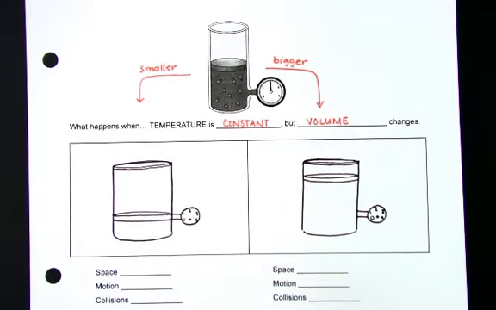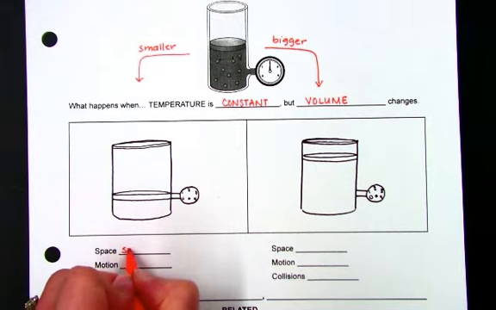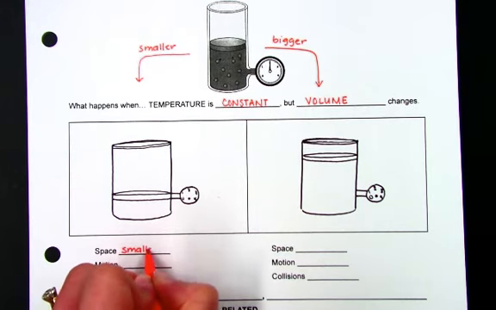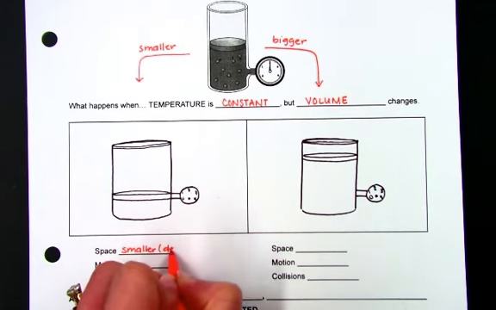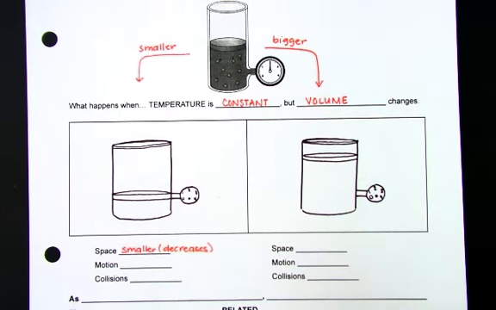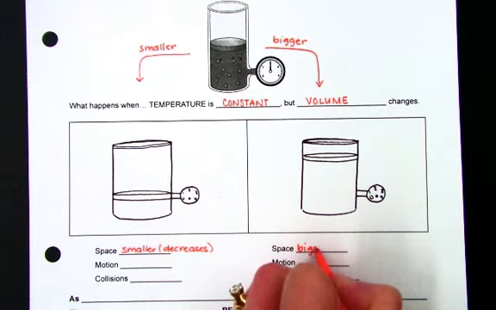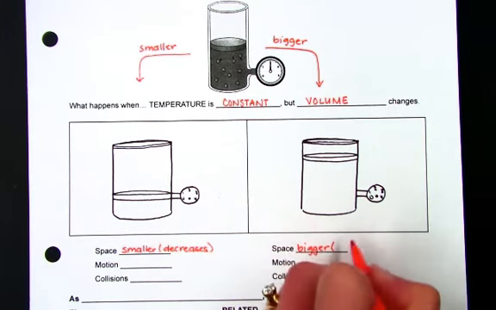You see it? So, let's talk about the space. This space is smaller. We can say it decreases. This space has gotten bigger, so this increases.